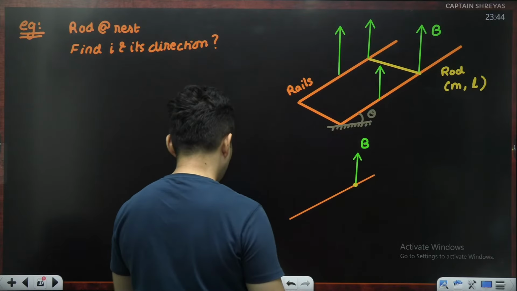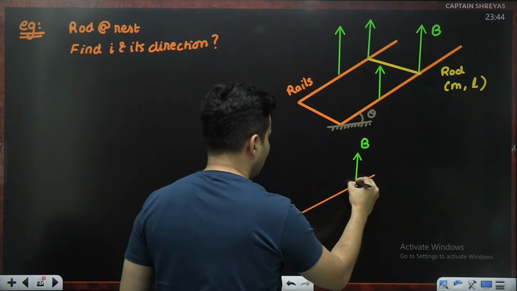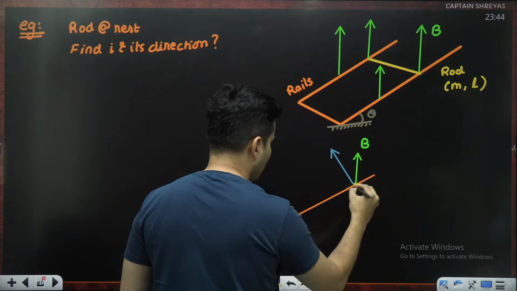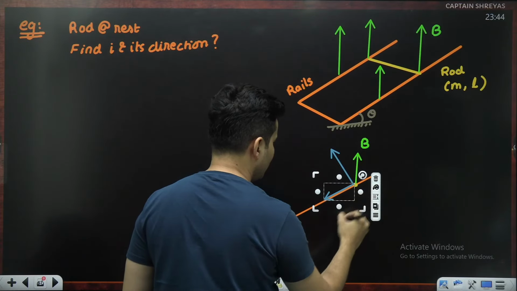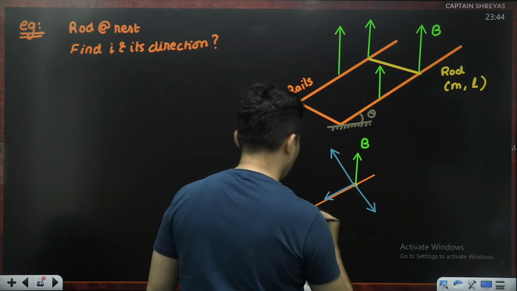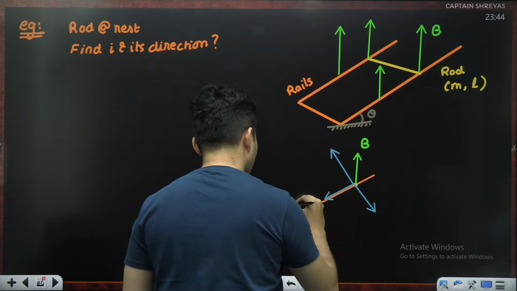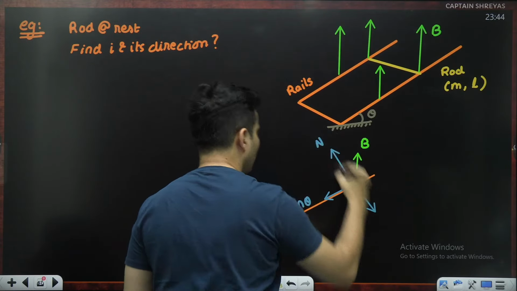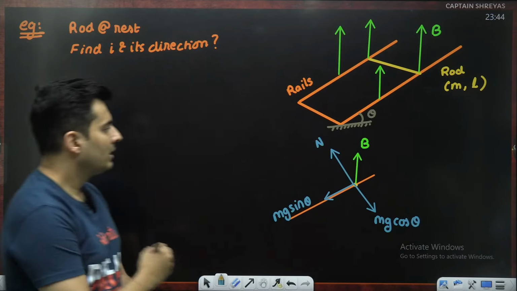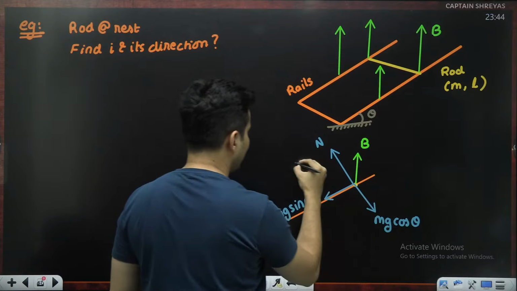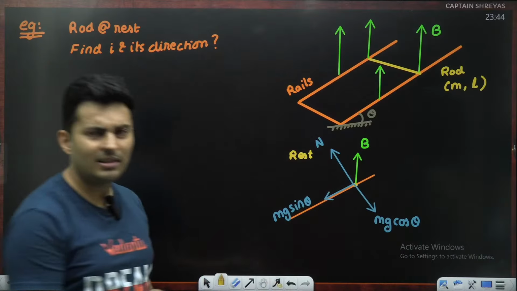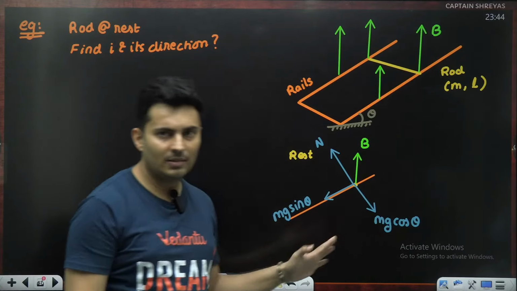At the same time, there are multiple forces acting on the rod. There is obviously a normal force. There is obviously an mg force, and that mg will obviously have 2 components, one here and one here. So what are those components? One is obviously mg sine theta. This is normal. This is mg cos theta. Now it is clearly mentioned that the rod is at rest. So all the forces must cancel each other out. So normal balances mg cos.